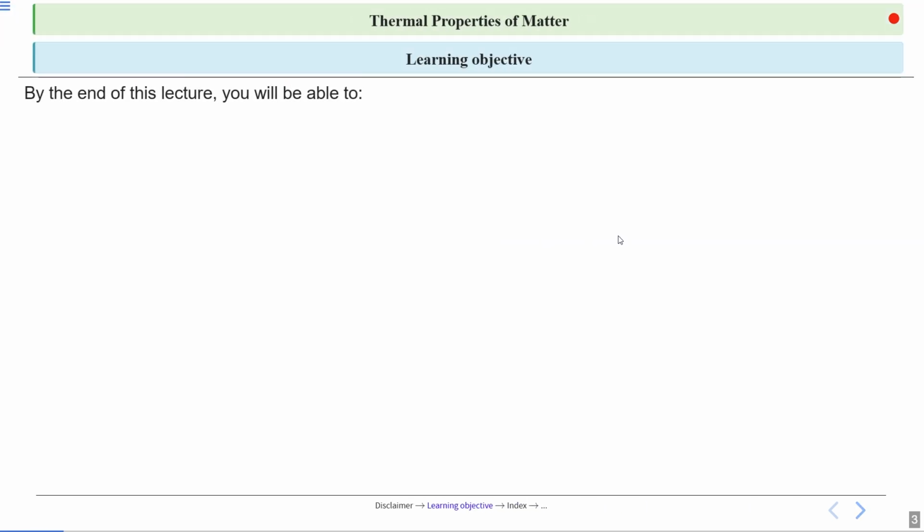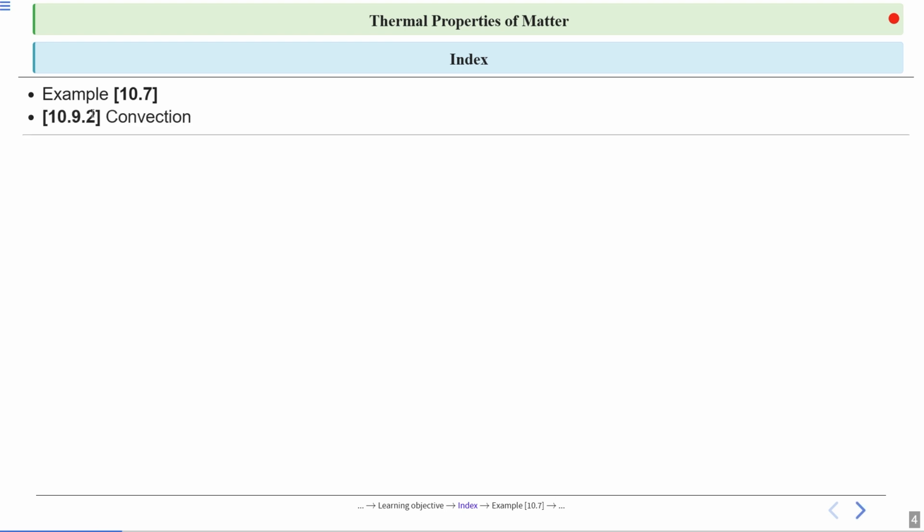Learning objectives. By the end of this lecture you will be able to understand the concept of convection. In today's lecture we will cover first example 10.7, then 10.9.2 convection.